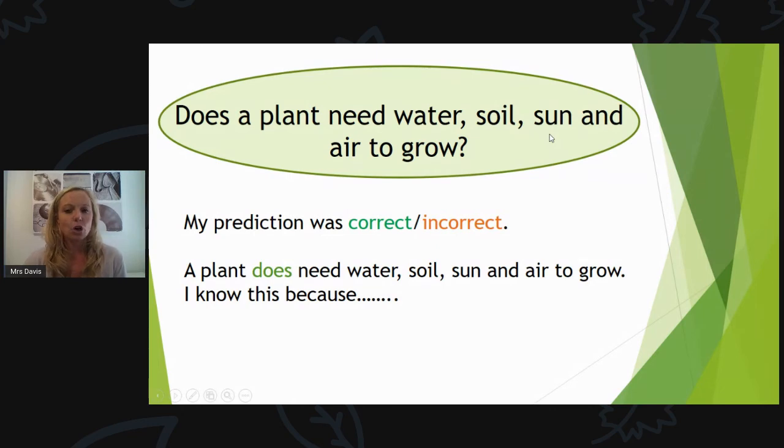Now, there was a lot of information there, guys, but basically photosynthesis is a plant's way of making its own food. Okay, so if it doesn't have the sun, it can't make its own food. It also needs air to make its own food because it needs carbon dioxide. So plants take in carbon dioxide, which is a gas like oxygen, so it's in the air around us. So they also need that carbon dioxide so that it can grow and make its own food as well. So a plant does need water, soil, sun, and air to grow.